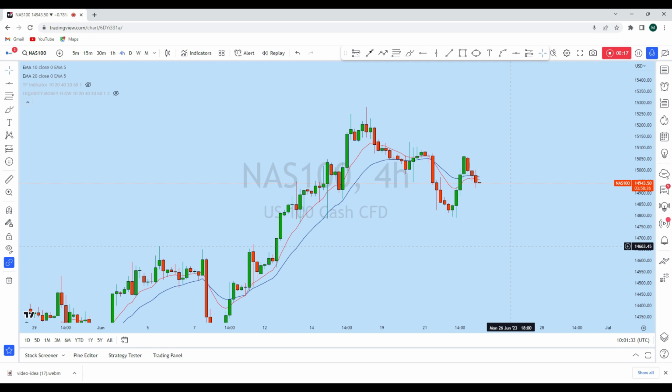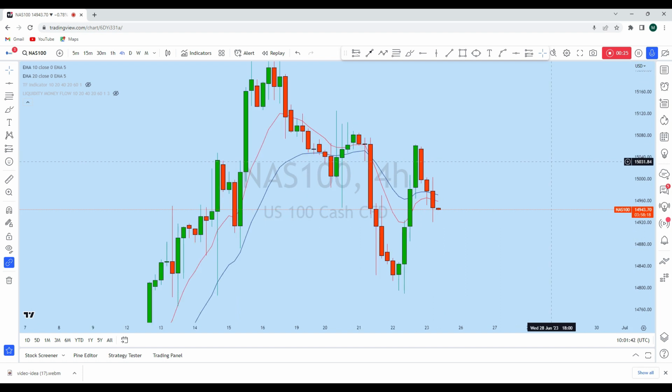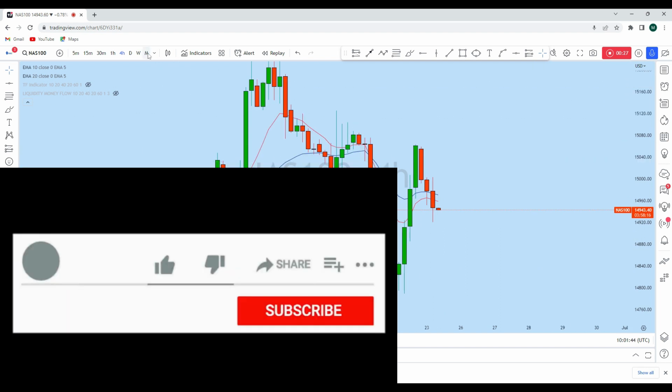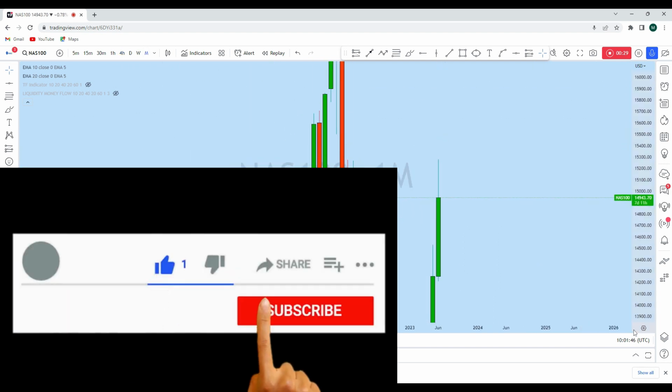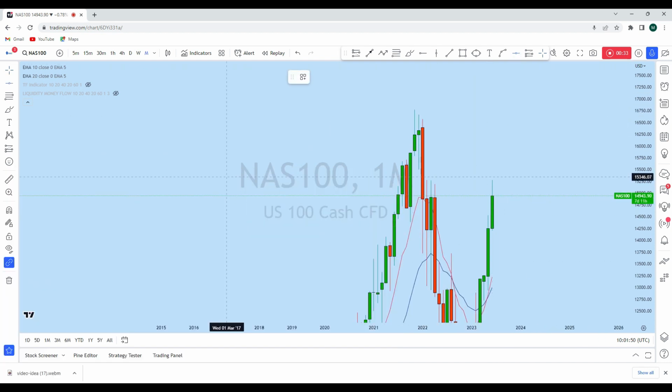Before we discuss how we can trade, first let's look at the bigger picture, looking at the monthly time frame to see the overall picture in the market. From the monthly, we can see Nasdaq is a long-term bullish market. Currently, the price has triggered a monthly liquidity zone.